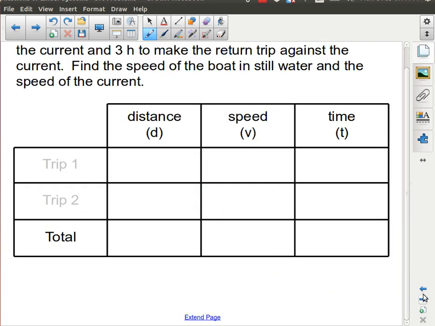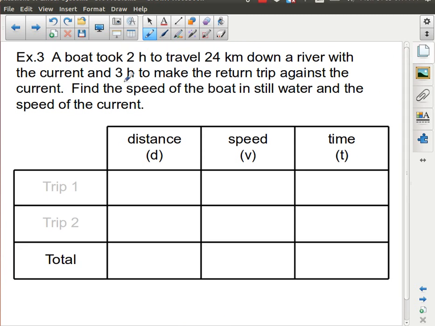All right, I believe this is our last question. I think this is going to be a long lesson. A boat took 2 hours to travel 24 kilometers down a river with the current. So it was traveling with the current. If you're traveling with the current, that means the flow of the water is actually moving you along a little faster. And 3 hours to make the return trip against the current, because now not only do you have to paddle up the river, but every time you paddle up, the water pushes you back a little bit.